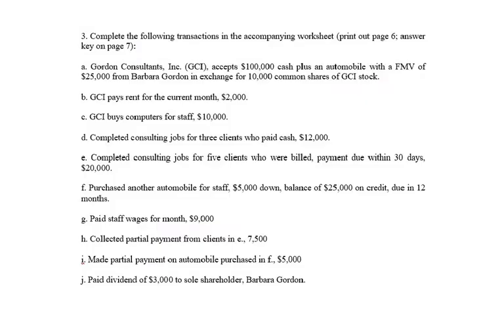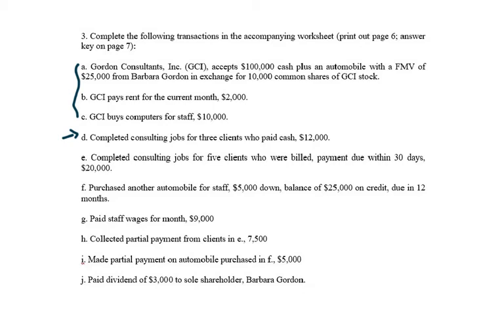Right, for D, and I'm not highlighting these, just to let you know where we stand right now. We've gotten through these. We're on D right now. Completed consulting jobs for 3 clients who paid cash, $12,000. Now, I could have just said, completed consulting jobs for 3 clients, $12,000. Why is that enough? Well, it's implicit, right? If I don't say how they paid, if I didn't add the magic phrase, I didn't say anything about on account or on credit.